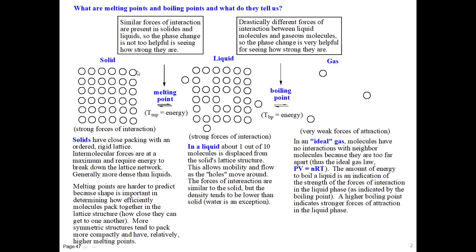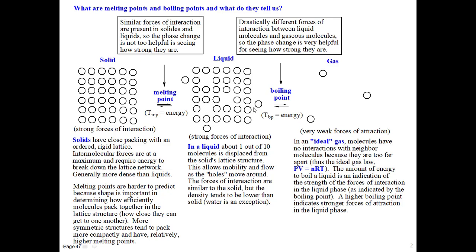Okay, now as far as predicting a melting point, that's a little bit difficult to do. It depends a little bit on the strength of interactions between the neighbors, but it also depends on how well they can pack together. Usually more regular shapes and symmetrical shapes pack together closer and tend to have stronger forces, and then the melting point's a little bit higher, sometimes quite a bit higher. When we go to the liquid, whatever the forces of interaction are here, they're going to be similar to the forces of interaction here. Just a little bit less because some of the molecules or atoms have moved out of the tight lattice structure.